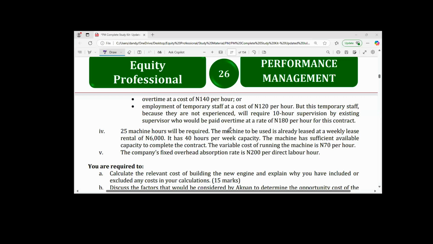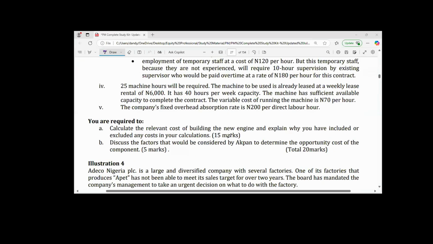4. 25 machine hours will be required. The machine to be used is already leased at a weekly lease rental of 6,000 naira. It has 40 hours per week capacity. The machine has sufficient available capacity to complete the contract.